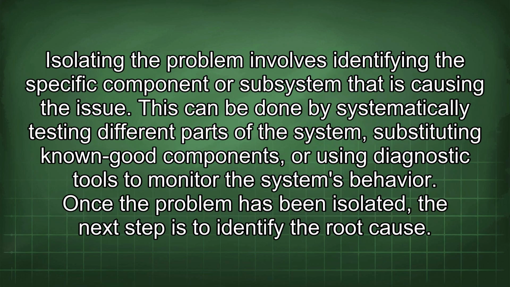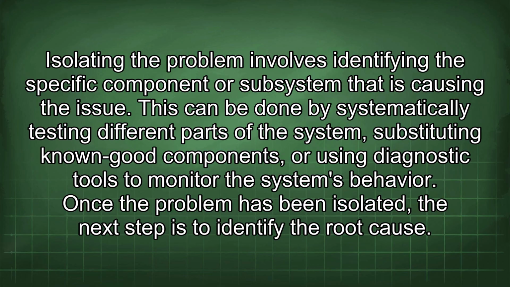Isolating the problem involves identifying the specific component or subsystem that is causing the issue. This can be done by systematically testing different parts of the system, substituting known good components, or using diagnostic tools to monitor the system's behavior.